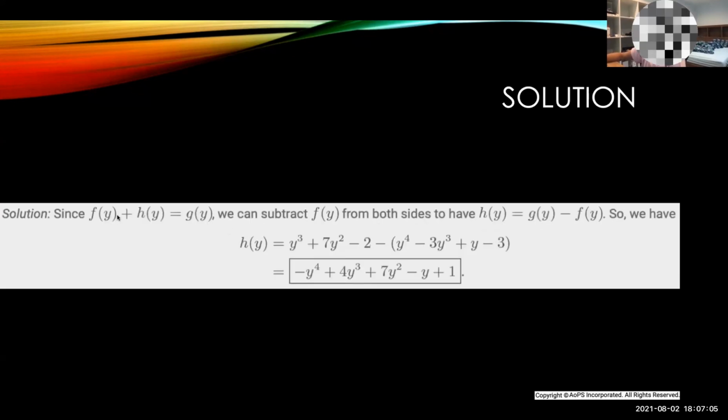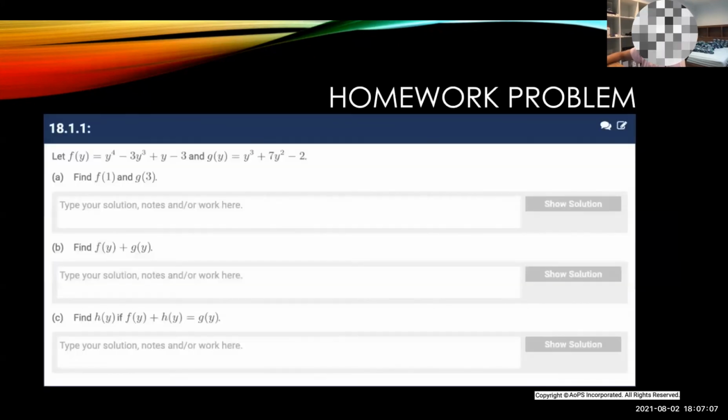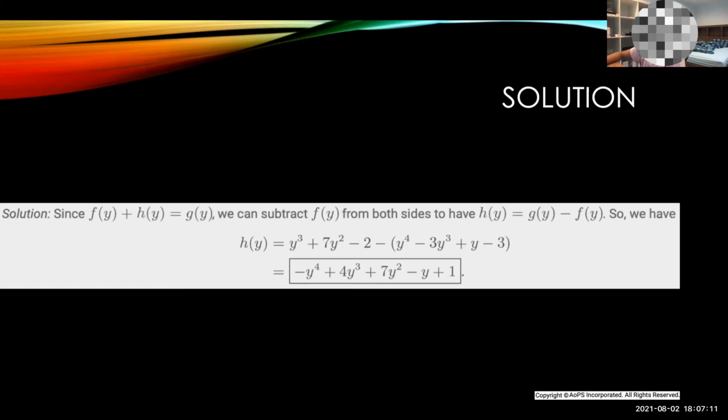And what's the last one? Yeah, so the last one you just subtract. You just subtract f of y from both sides. Get this. So you can just do g of y minus f of y to get h of y. And you just subtract these and make sure you do them all in correct order.